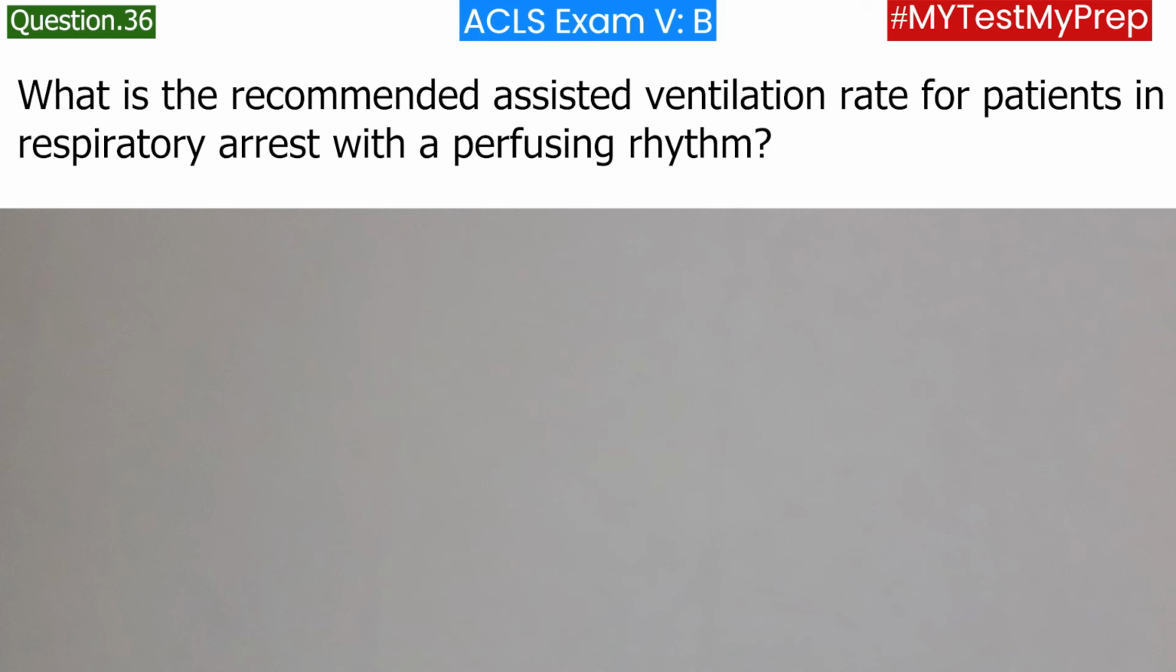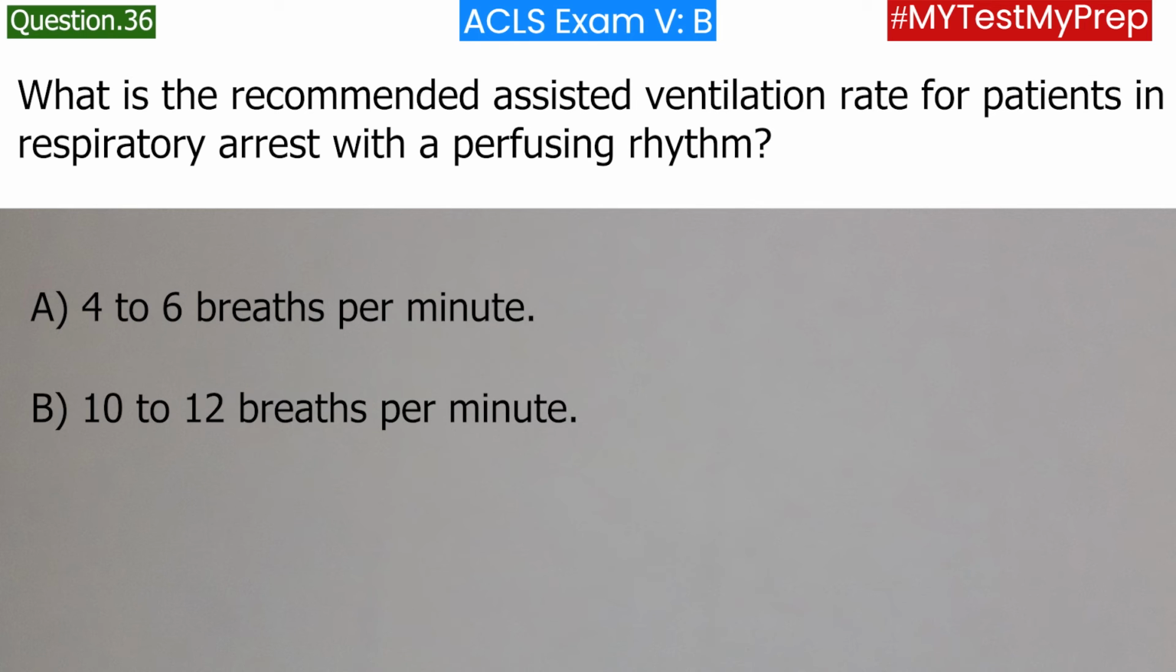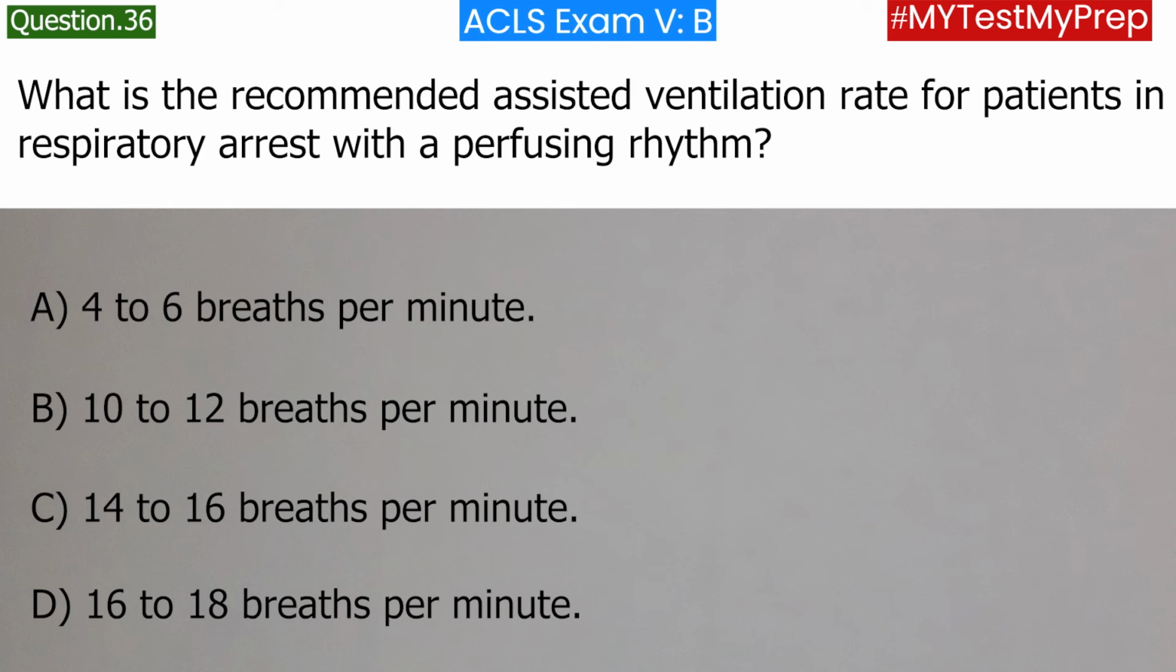What is the recommended assisted ventilation rate for patients in respiratory arrest with a perfusing rhythm? A. 4 to 6 breaths per minute. B. 10 to 12 breaths per minute. C. 14 to 16 breaths per minute. D. 16 to 18 breaths per minute. Answer. B. 10 to 12 breaths per minute.